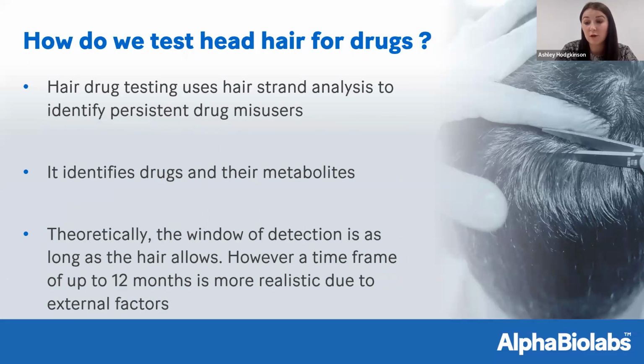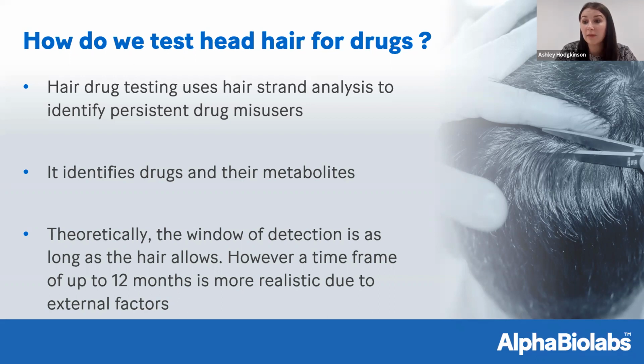How do we test for head hair for drugs? So we are looking for persistent drug users. We're not looking for one-off use in a head hair drug sample. If you were looking for one-off use, you would need to use an alternative method. Because we are looking at a longer time frame, so up to 12 months, we're reporting in what we refer to as segments, and we'll come on to this in just a moment. So we're looking at time frames as a whole. We're not looking at individual days or weeks or specific times of the day where someone has ingested a drug, and therefore this is more beneficial for persistent drug users.